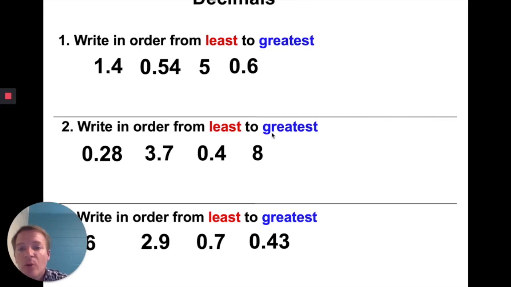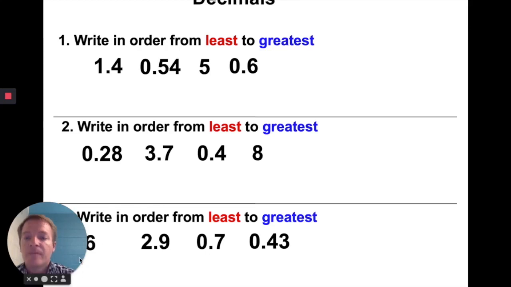Another one, in order from least to greatest. So I have 0.28, 3.7, 0.4, and 8. What's my smallest number? That would be 0.28. What's next? I don't have any whole number here, so it's going to be 0.4. Then between 3.7 and 8, 3.7 is going to go next, and then 8.